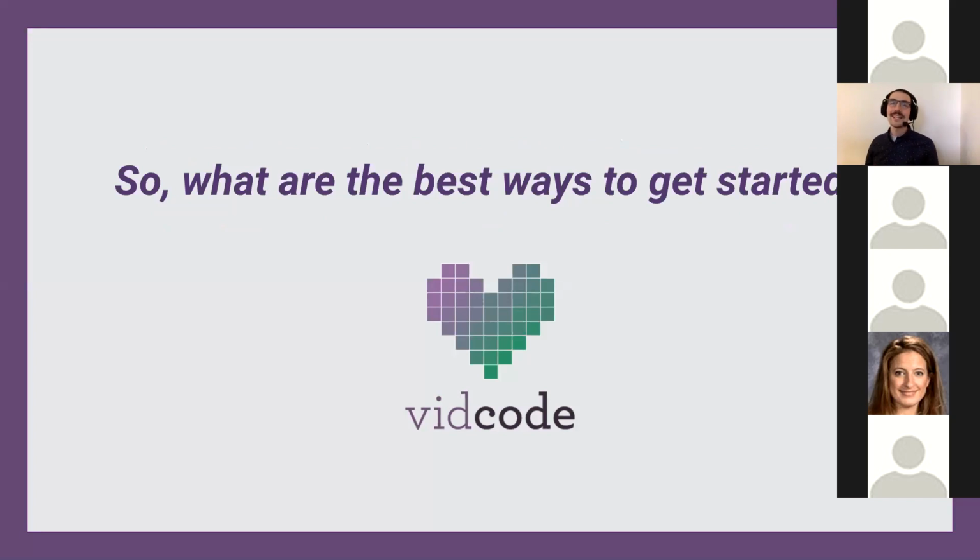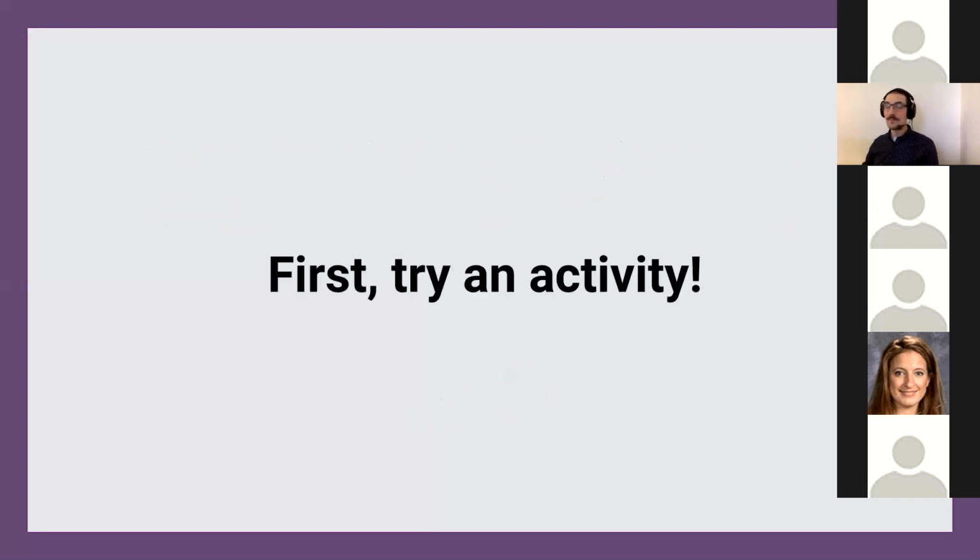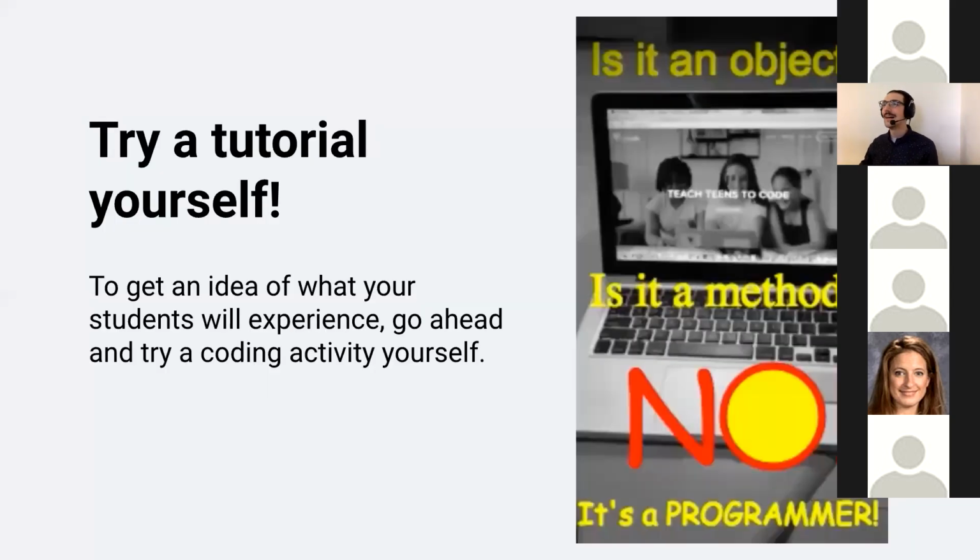So you are here to answer the question, what are the best ways to get started? Simply put, first, we encourage every teacher, administrator, and librarian to try an activity on their own. You can try a tutorial, get an idea of what your students will experience, and try a coding activity yourself. You can go online with a free account at vidcode.com and check it out.